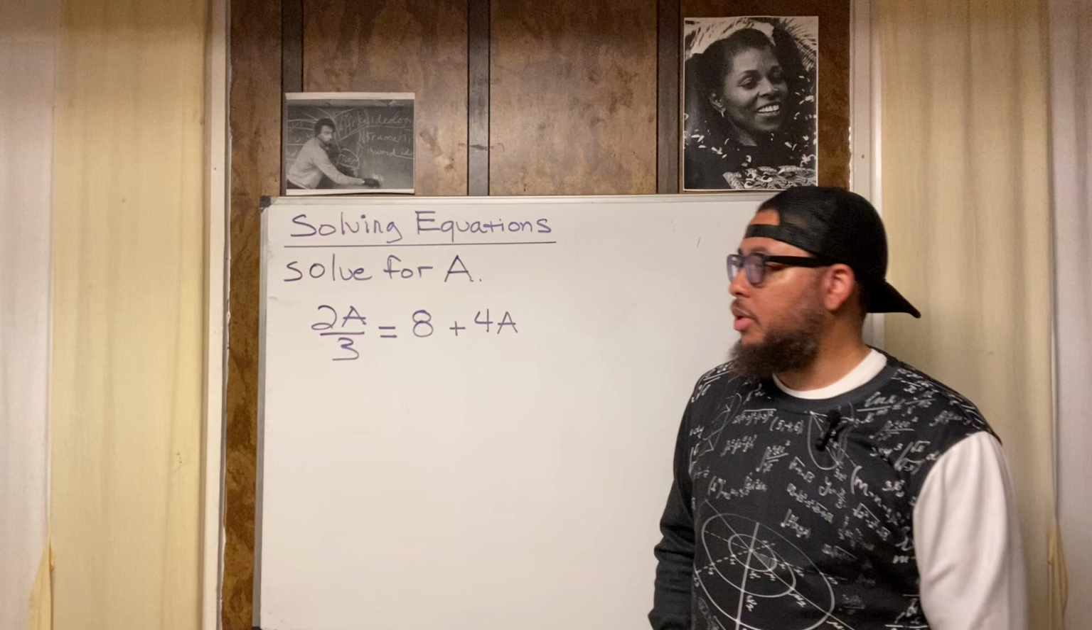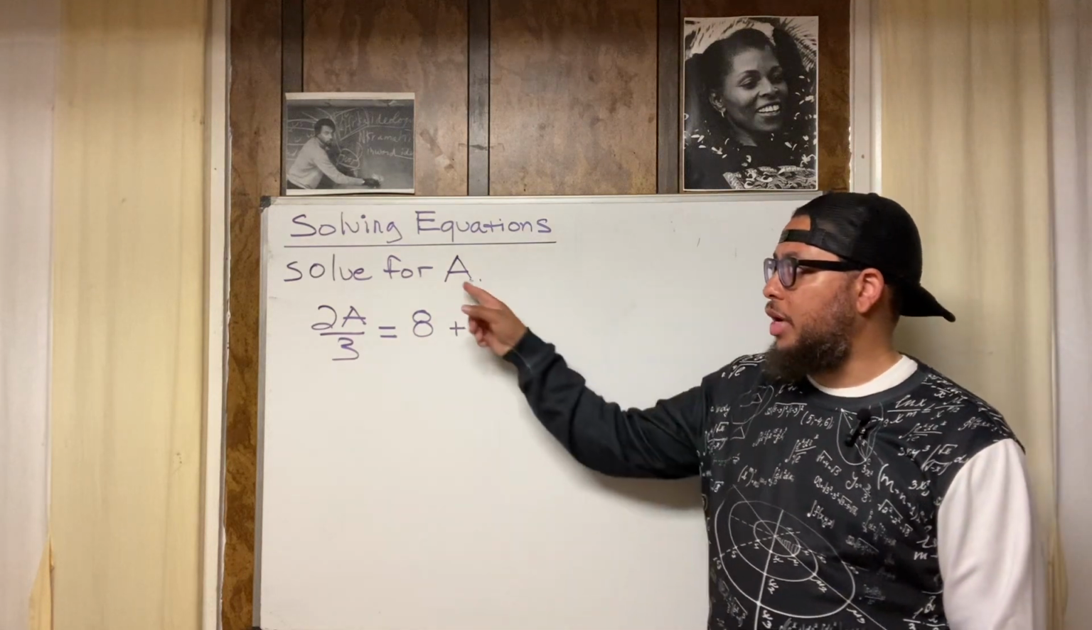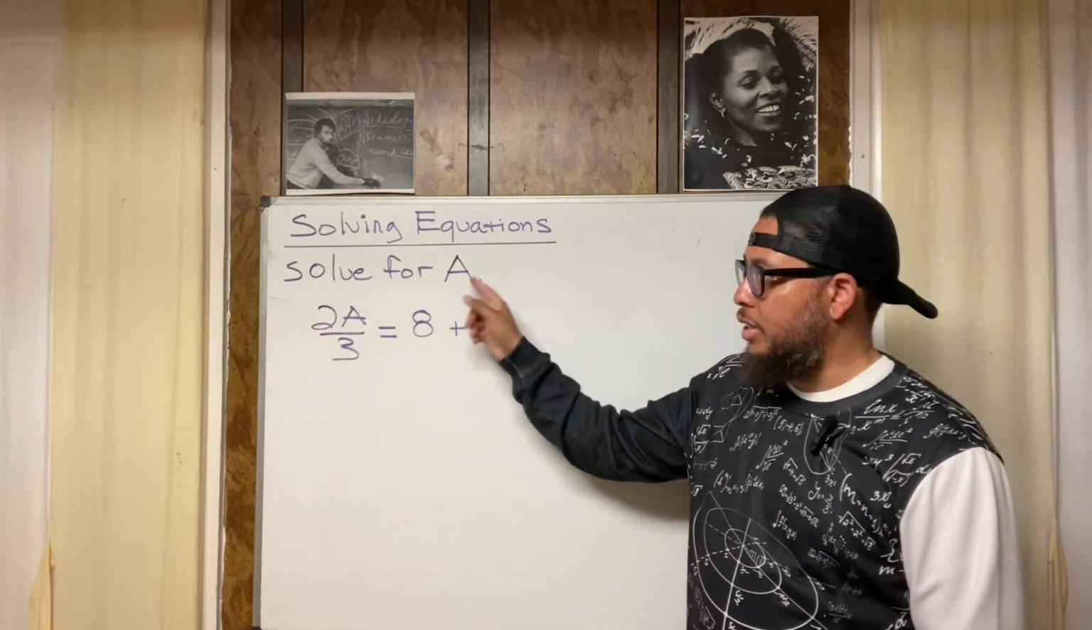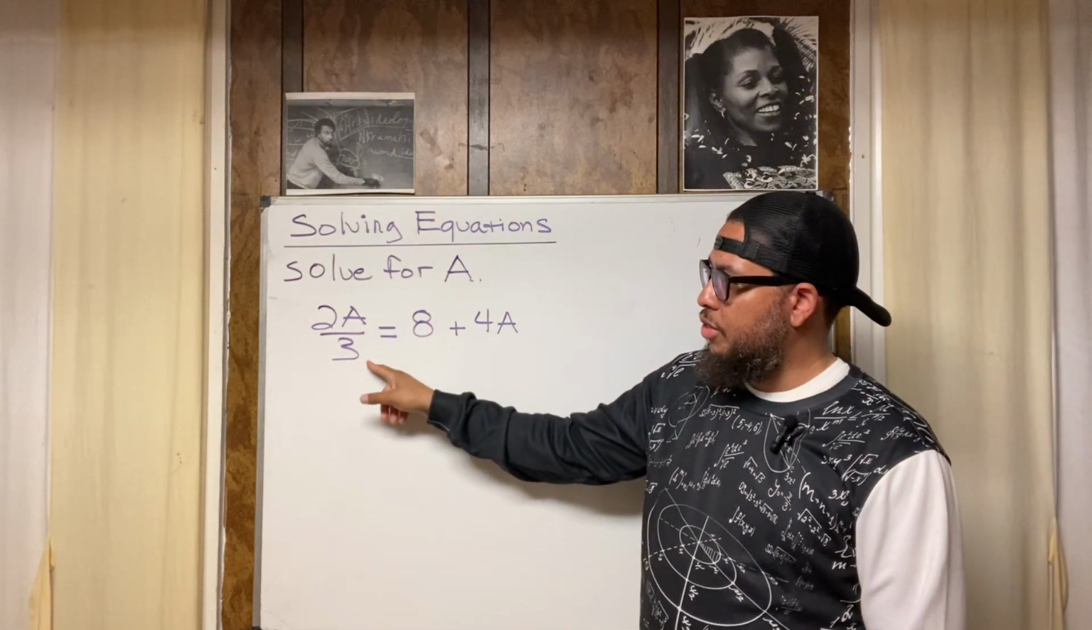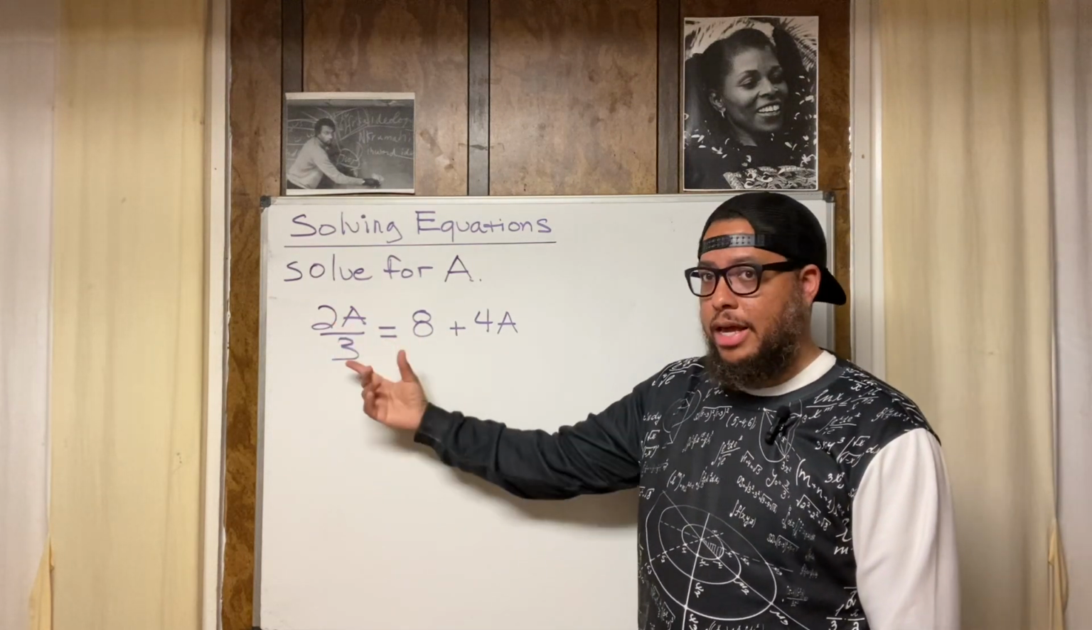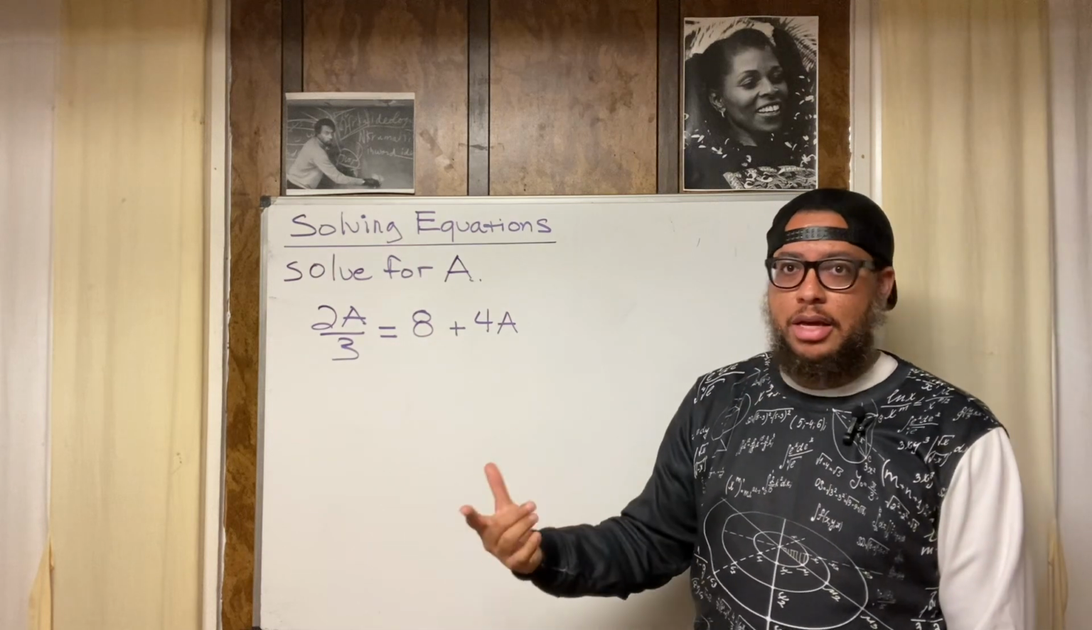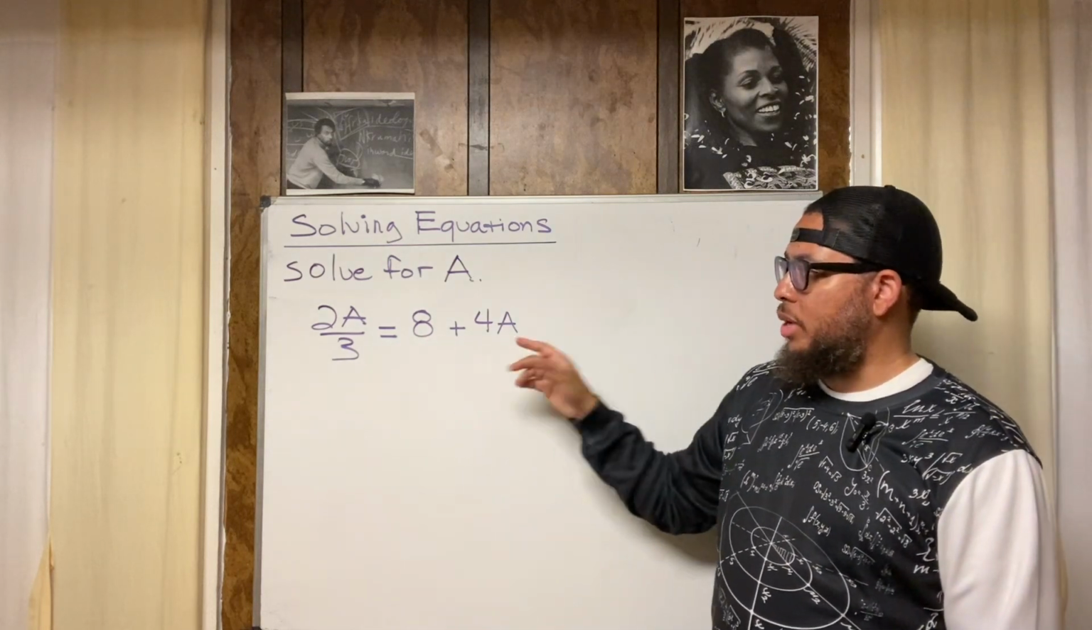All right, now, what are we doing? We're going to solve for A. A is our variable. This is our equation. We got 2A over 3, or we could say 2/3 A, because that means 2/3 times A, is equal to 8 plus 4A.